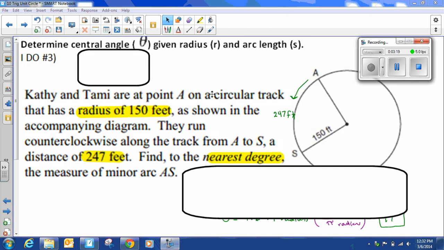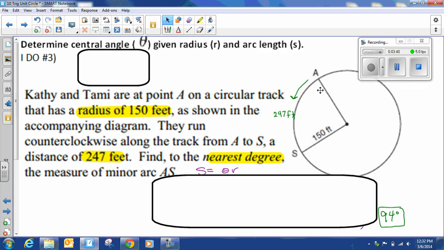Kathy and Tammy are at point A on a circular track that has a radius of 150 feet. As shown in the accompanying diagram, they run counterclockwise along the track from A to S, a distance of 247 feet. Find, to the nearest degree, the measure of the minor arc AS. Now remember, minor arc is the smaller arc, not the larger arc, which is the major arc.